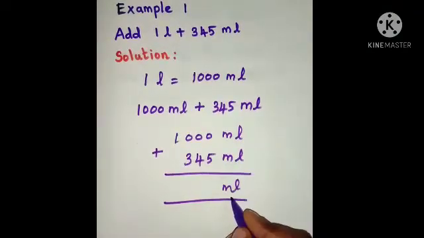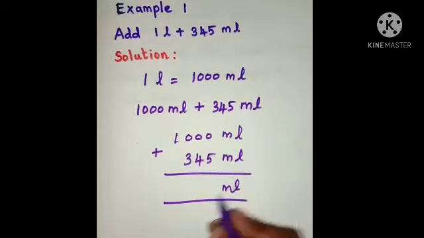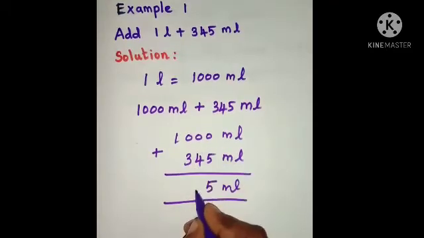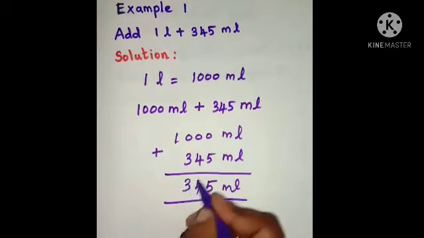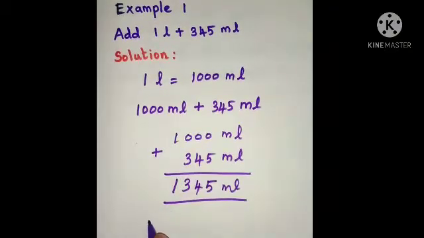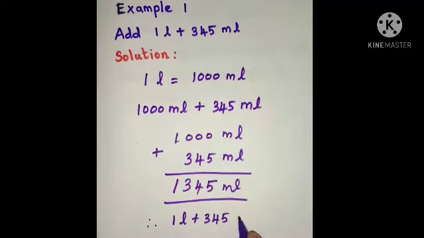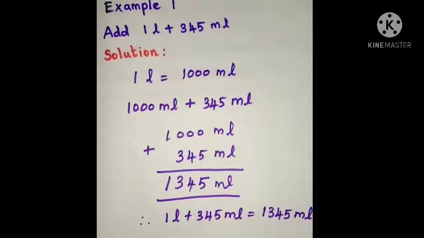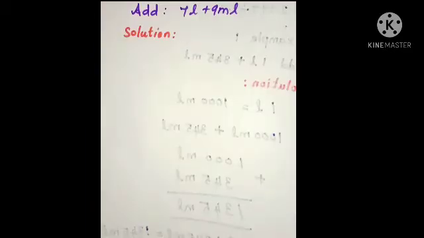The unit, the standard unit, is milliliter, and adding these two values we get 0 plus 5, 5. 4 plus 0, 4. 0 plus 3, 3 and 1. So, the answer is 1 liter plus 345 milliliter is equal to 1345 milliliter. We converted the problem in milliliter. And 7 liter plus 9 ml.